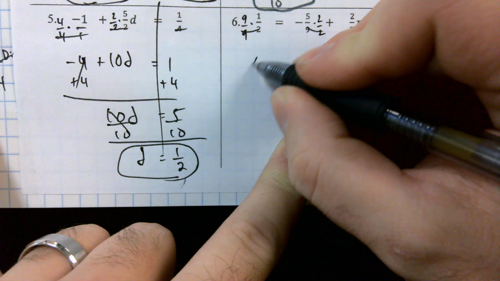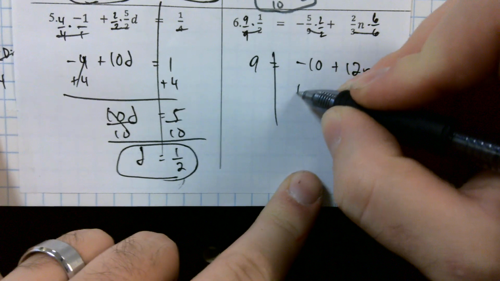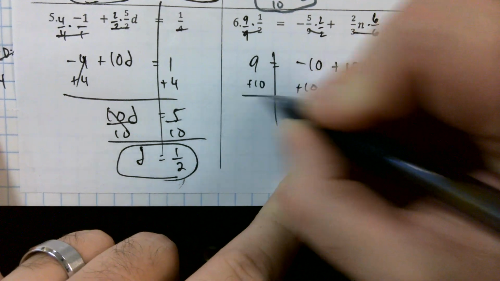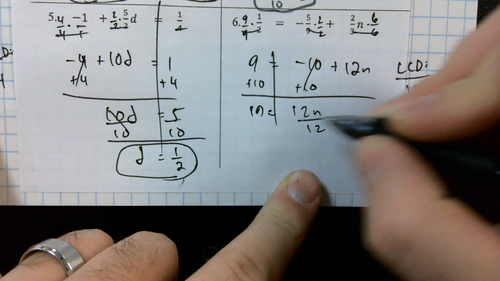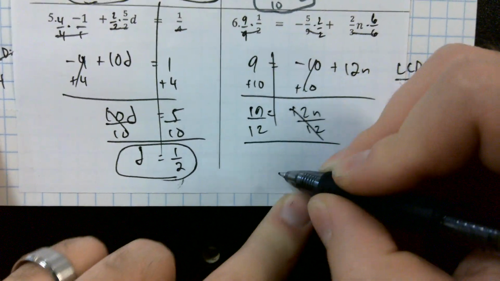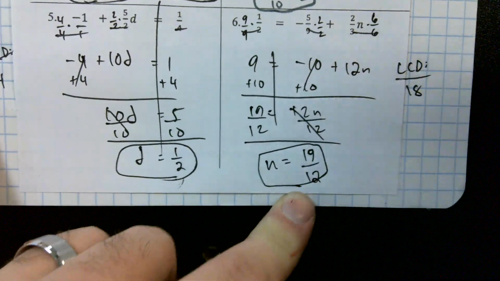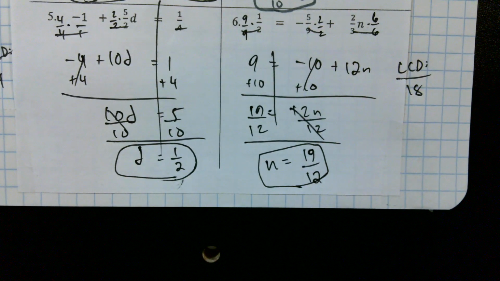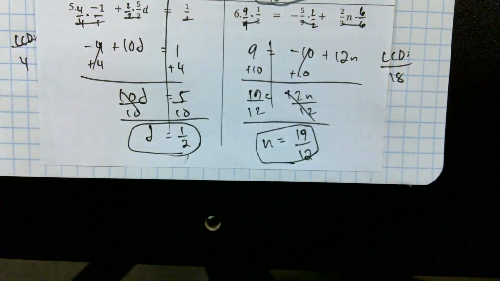Cross, cross, cross. 9 equals negative 10 plus 12n. Add 10, I get 19 equals 12n. Divide by 12, and I get the very, very ugly answer of 19 over 12. Even though it's ugly, we love it all the same. We're going to keep it as 19 over 12. Yeah?